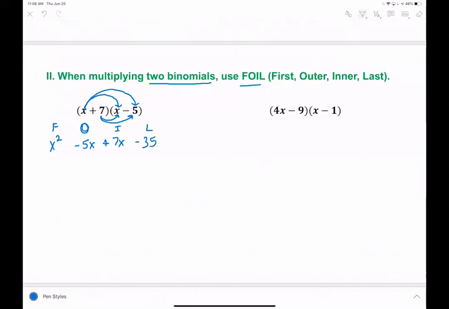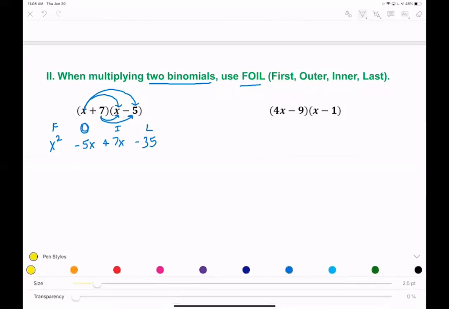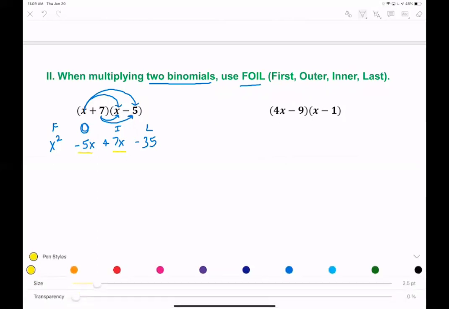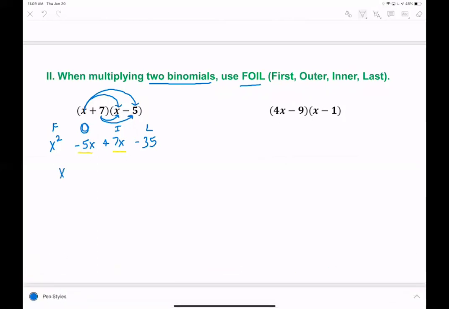So we have multiplied. Now we want to see, can we add or subtract? To add or subtract, we have to have like terms. If you look, these two terms are like because they're both x. So we're going to bring down x squared. We're going to combine -5x and 7x to get a positive 2x. And then we bring down the -35, and that is our final answer.